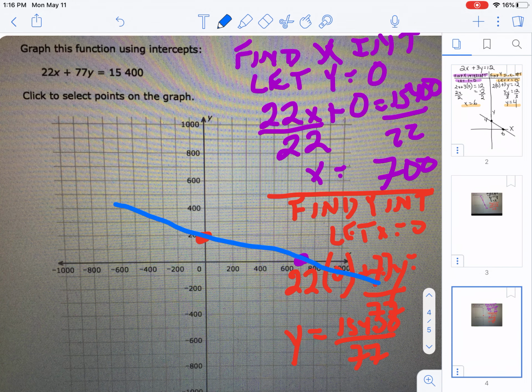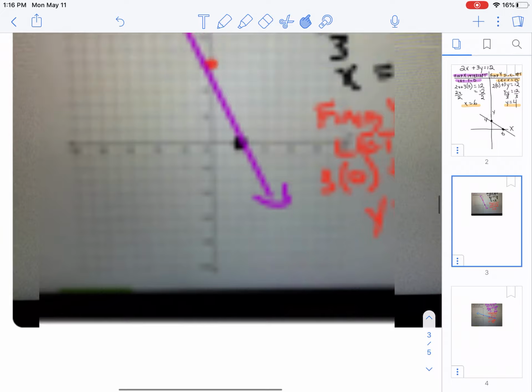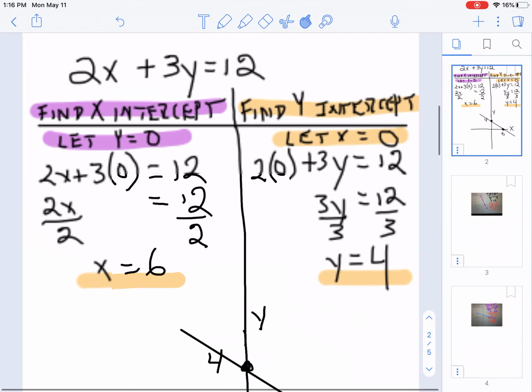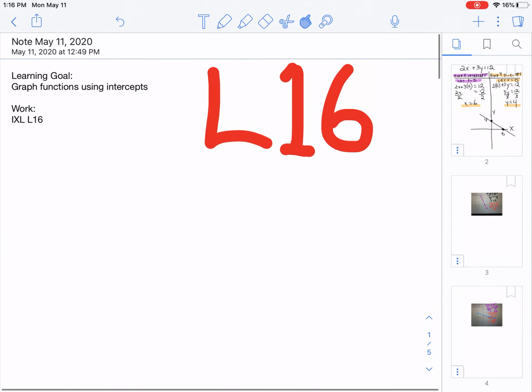Once you do the dots, IXL will do this for you, but if you were to graph it, you draw a line through the two dots manually with an arrow on each end to show that the line goes off infinitely in both directions. Okay, those are your two examples. So the work again is in IXL L16.